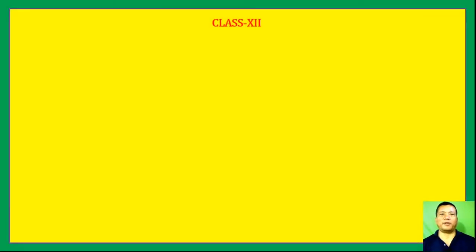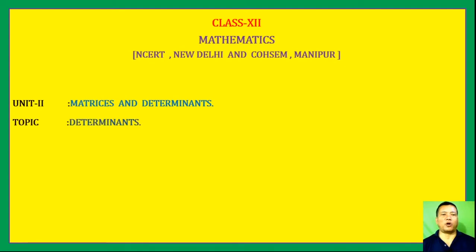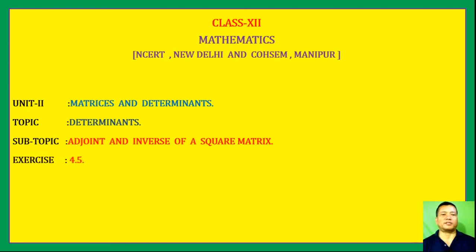Class 12 Mathematics, NCERT New Delhi and COHSEM Manipur, Unit 2 Matrices and Determinants, Topic Determinants, Subtopic Adjoint and Inverse of a Square Matrix, Exercise 4.5.